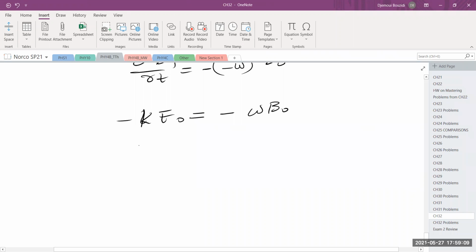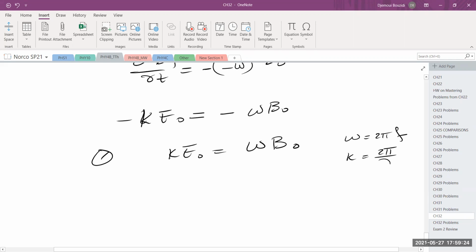So now the sign cancels, and I have equation 1 simply reduces to Ke E naught is equal to omega B naught, okay? Where omega is somehow related to the frequency of the wave, and K is related to the wave number, to the wavelength of this wave. So this is basically what we're trying to find. What is the relationship between K and omega?